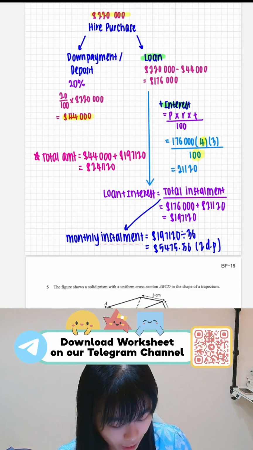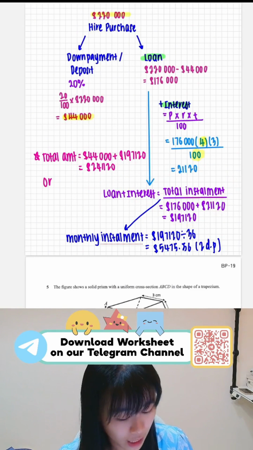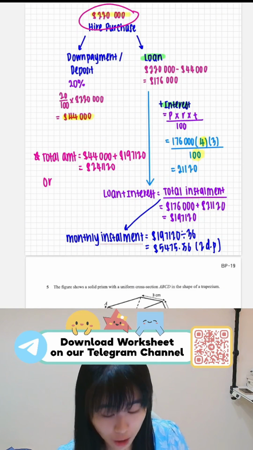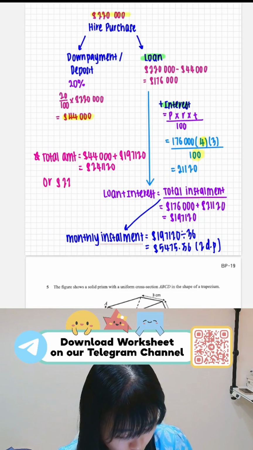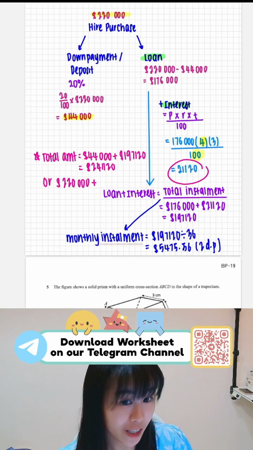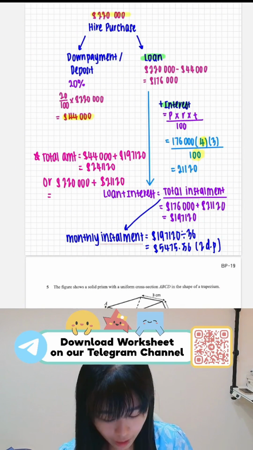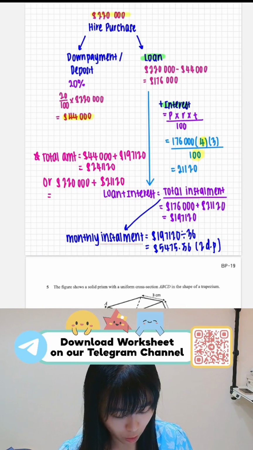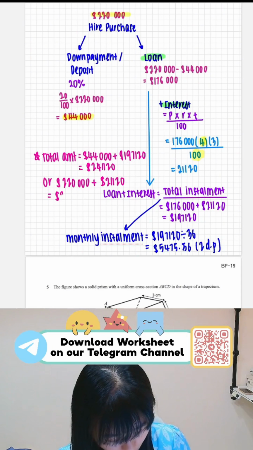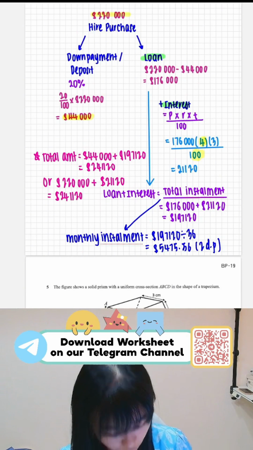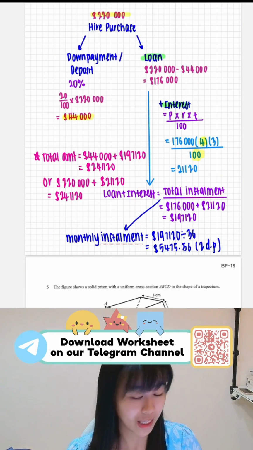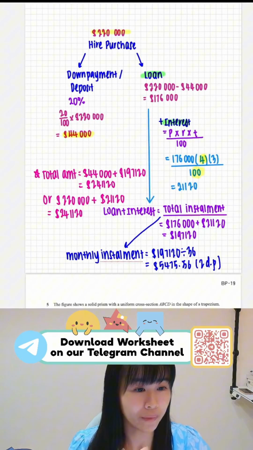There's another way to find your total amount of money. You take your total original price, 220,000, plus the interest that you are being charged, the extra out of this entire thing, 21,120. So 220,000 plus 21,120, you will get back the same answer, which is 241,120. So this is the total amount that you need to pay. And sometimes the question also likes to test you on this.